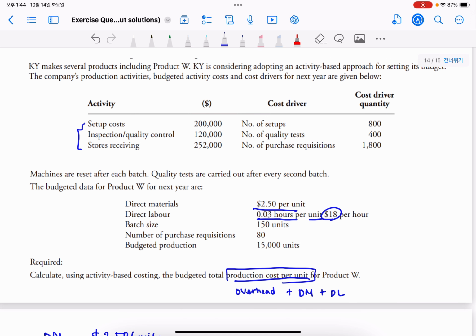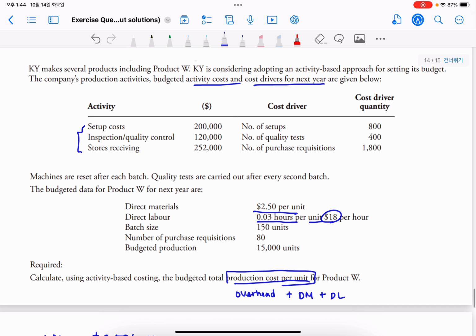Now for the MOH, we have 3 different types of activities that we need to consider. These are the cost drivers and activity cost for the next year. How about we first calculate the activity cost rate for each case? What we're basically going to do is, let's say this is A, and let's say these cost driver quantity is B, so we're going to divide A by B, right? Then we will be having some numbers. Let's calculate that first.